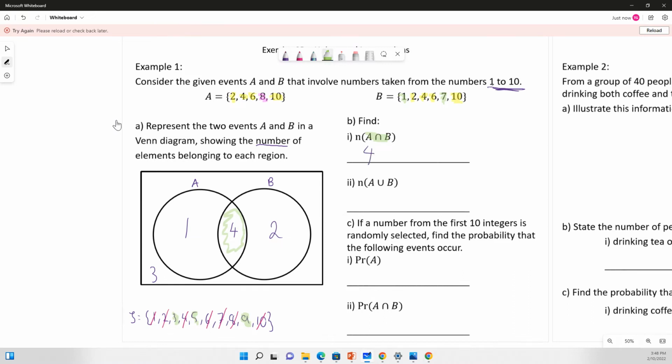Now we've got the number of A union B. So that means either A or B. So now we're talking about everything that is in either A or B. So we've got 1 element here, 4 elements here, 2 elements here. So we've got 6 plus 1, 7.